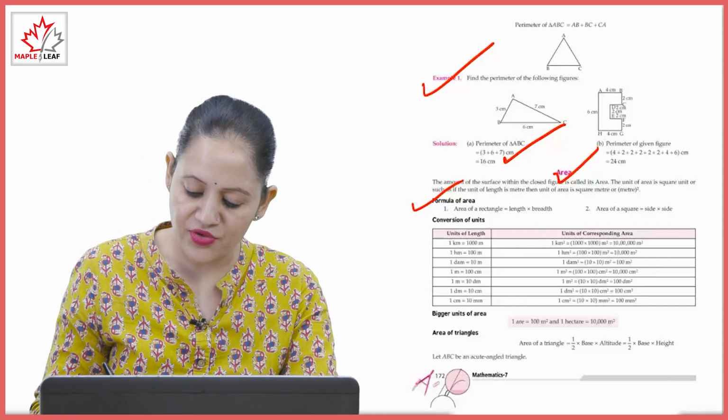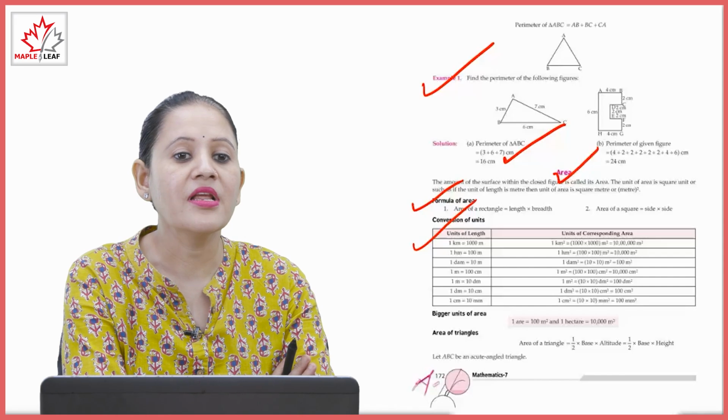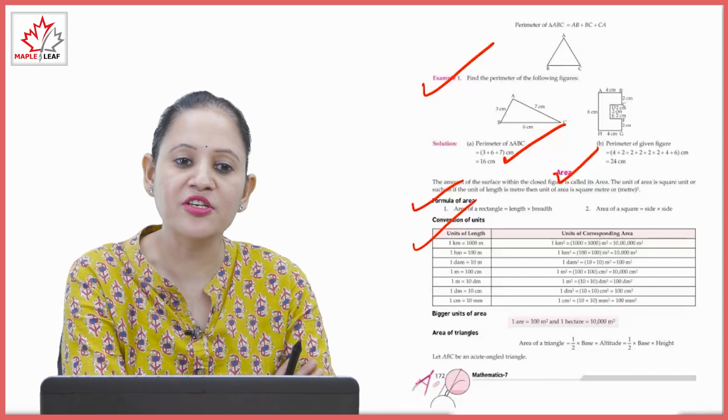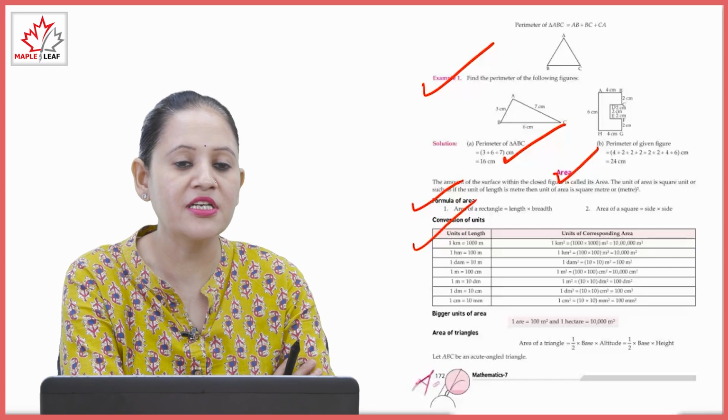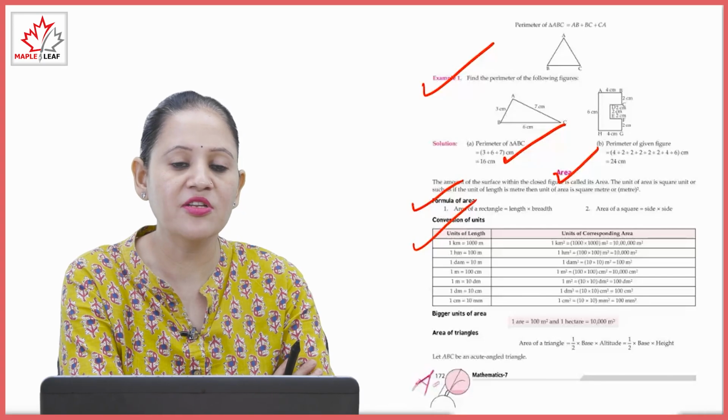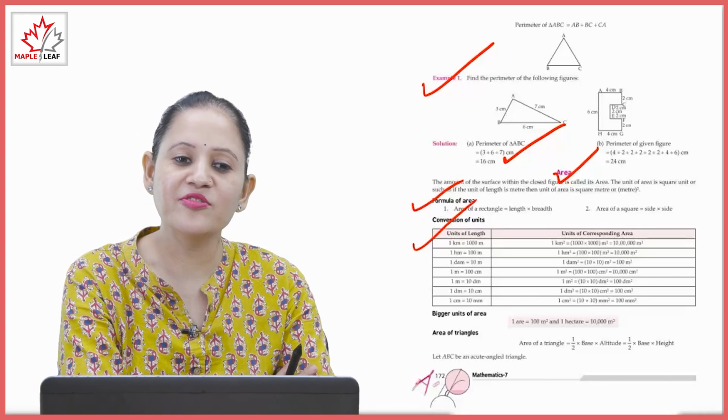Here is the conversion of unit. Unit of length: 1 kilometer equals 1000 meter, 1 hectometer equals 100 meter, 1 decameter equals 10 meter, 1 meter equals 100 centimeter, 1 meter equals 10 decimeter, 1 decimeter equals 10 centimeter, 1 centimeter equals 10 millimeter.